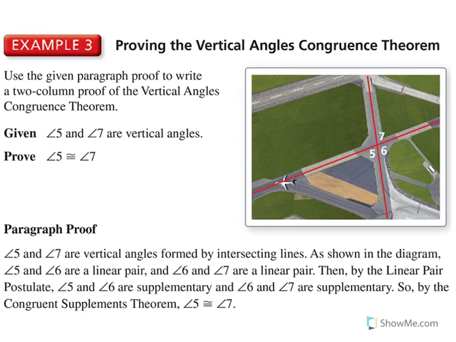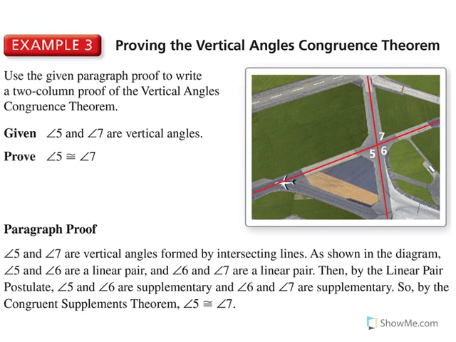So let's look at this problem. We have proving the vertical angles congruence theorem. So using the given paragraph proof, write a two-column proof of the vertical congruence theorem. Okay, so angle 5 and angle 7 are vertical angles. So if we look at our picture, we have two intersecting lines, and we want to prove that angle 5 is congruent with angle 7. Okay, and they've given us this paragraph proof. Once again, this is another type of proof. We do not typically use it in this class, but it is good to be aware of it.